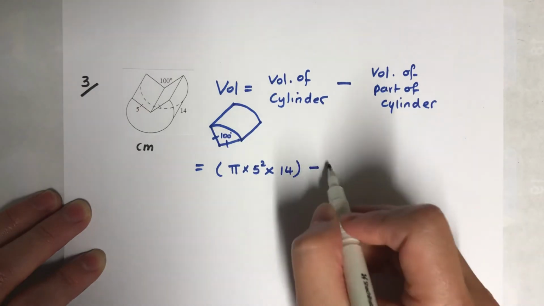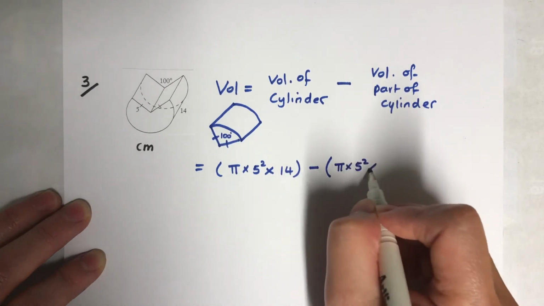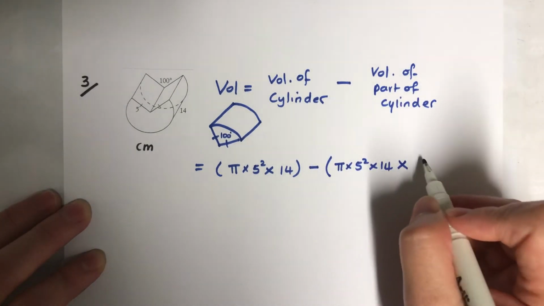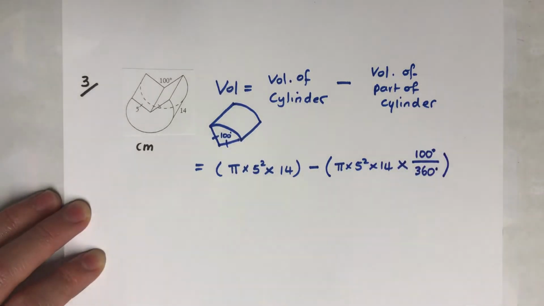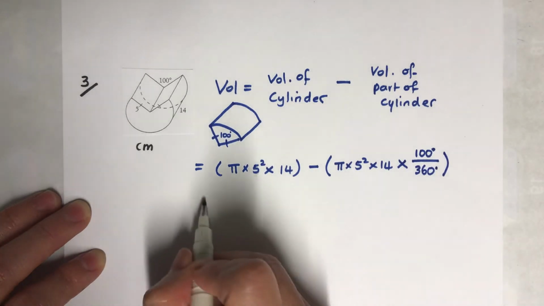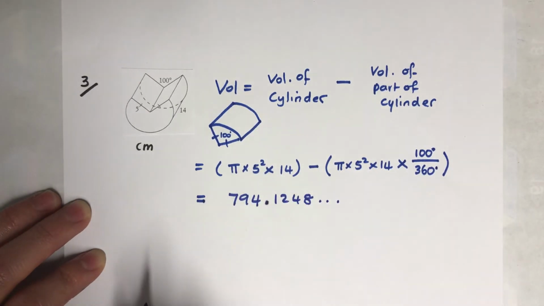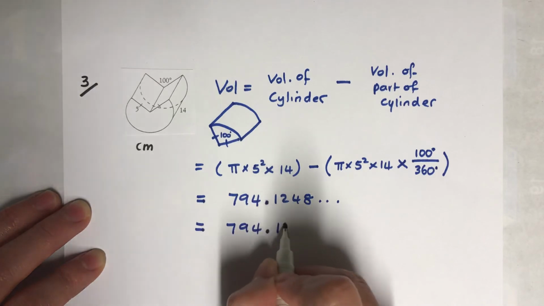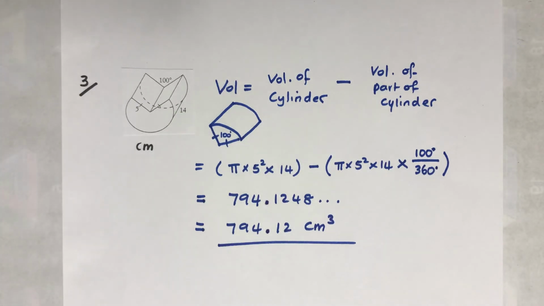and then take away the part of the cylinder. So we still do the same. Pi times 5 squared times 14, the same. But this is not a full cylinder. So it's partially one. So it's 100 degrees out of the 360 that is taken out. Okay? So if you do that and you use your calculator, put all that in. And then I'm just going to write it in 2 decimal places. So 794.12 cubic centimeters. Okay, so remember to stick with the area of the base times height for your volume.